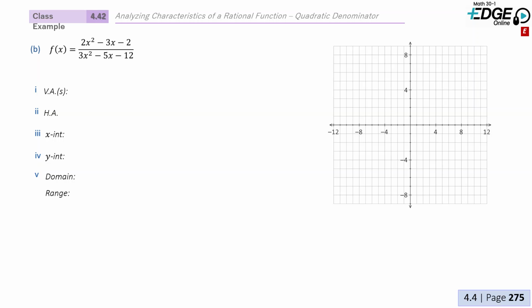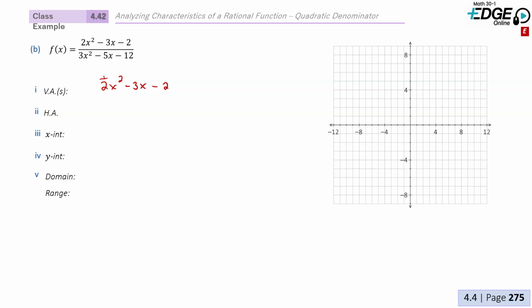Now for part B, we have an expression in the numerator and the denominator that needs to be factored. So let's do these one at a time because they are one of the more difficult ones to factor. So let's rewrite both of these on their own and factor them. So 2x squared minus 3x minus 2.